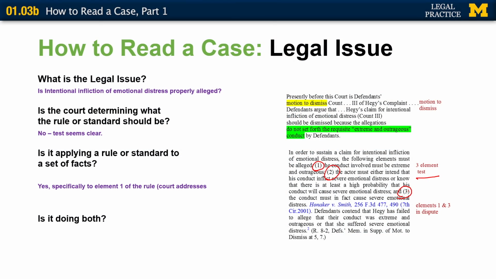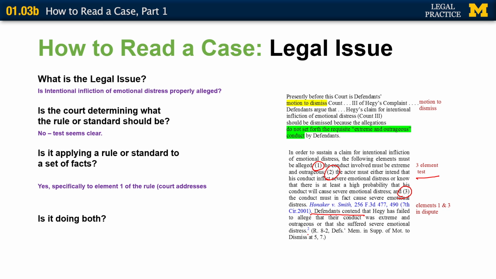So then sometimes the court says, well, I know what the rule should be. How should it be applied in this situation? And that is what the court's doing here. And specifically, the court tells you that defendants contend that the plaintiff has failed to allege the first element of the rule, the outrageous conduct, and the third element of the rule.